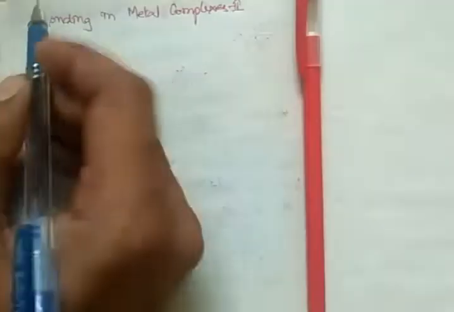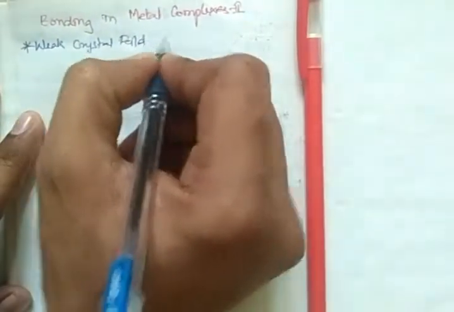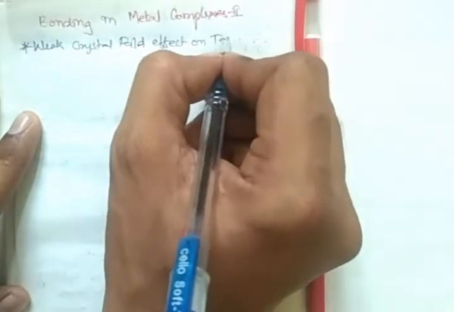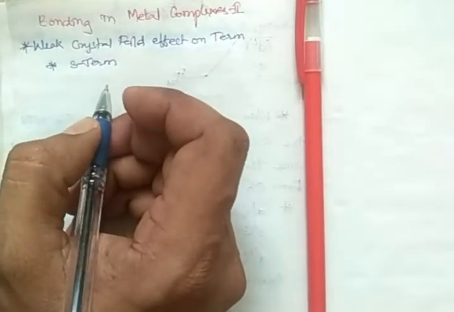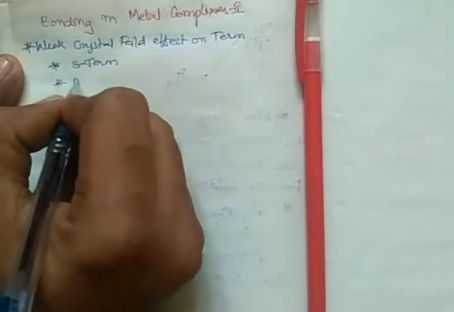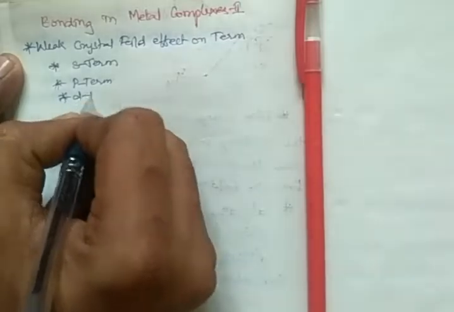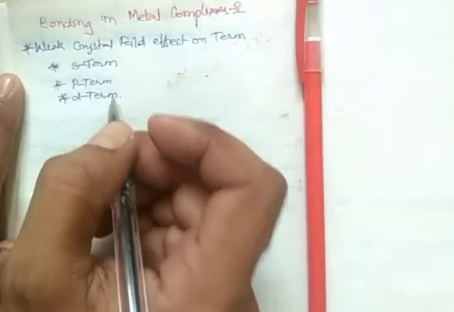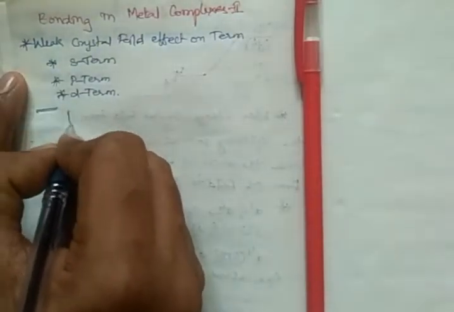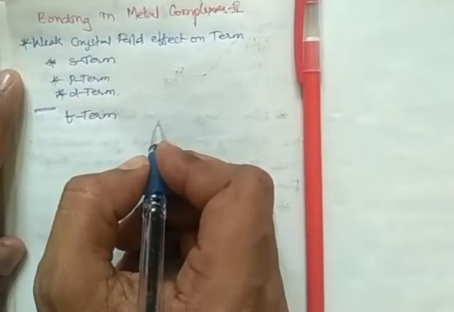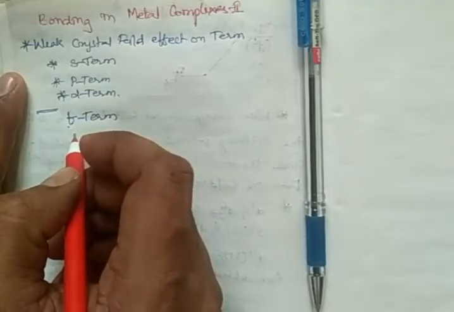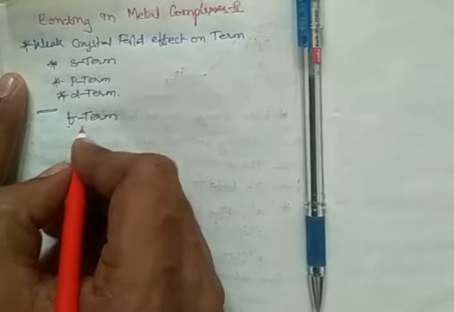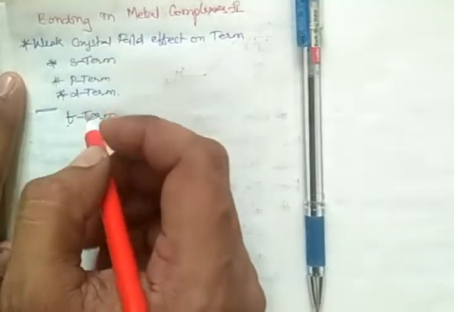In the last class we discussed the weak crystal field effect on terms, where we discussed the crystal field effect on the S term, as well as the P term, and the effect on the D term. Today we are going to discuss the crystal field effect on the F term. Before starting the new topic, I will briefly recap the last session.